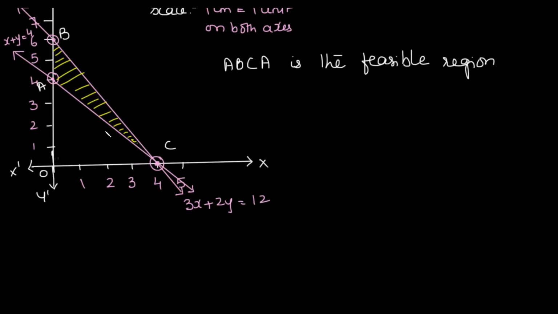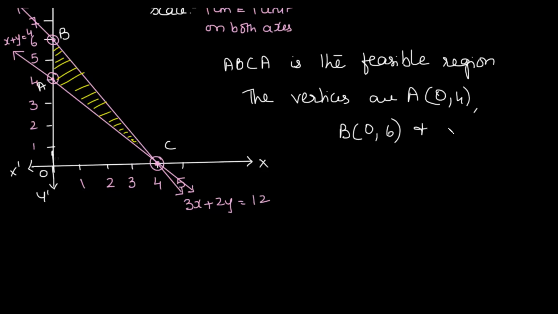Now the corner points, the vertices of the region, are A, having the coordinates (0, 4), B, which has the coordinates (0, 6), and C, which has the coordinates (4, 0). So directly we have got our corner points. There is no solving needed to get any corner point over here. So A, B, C are our corner points.